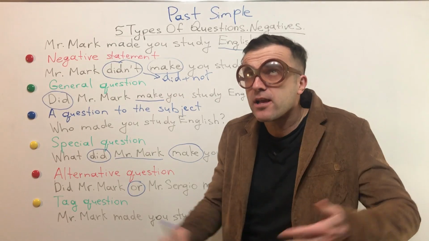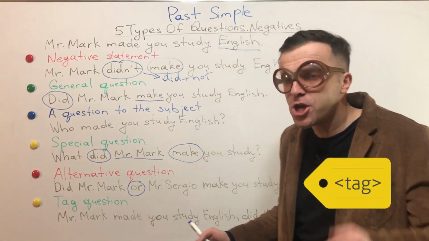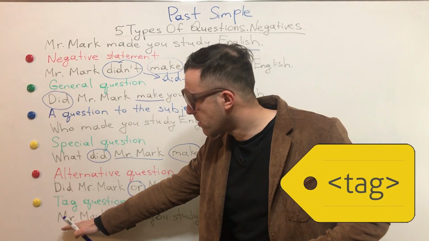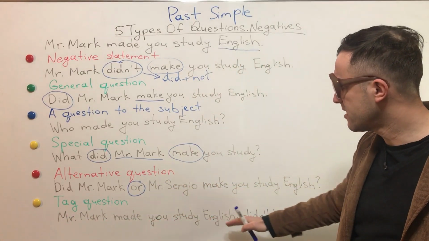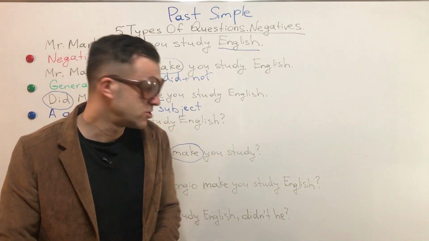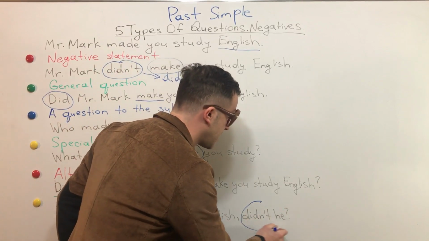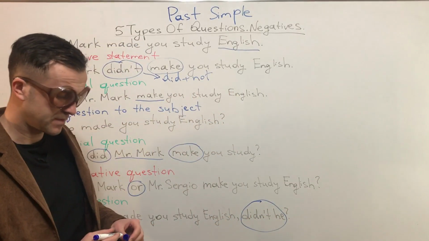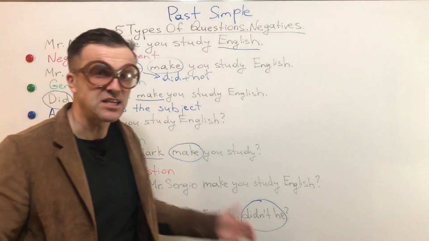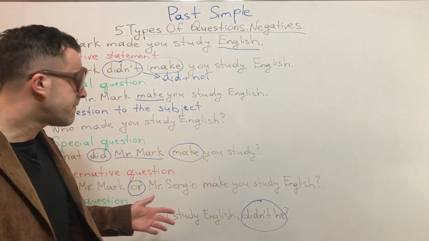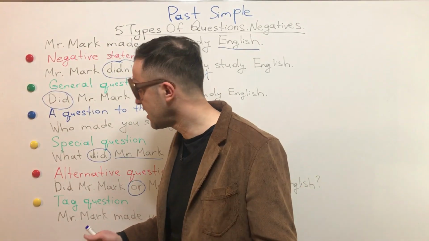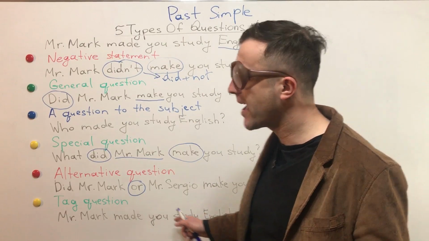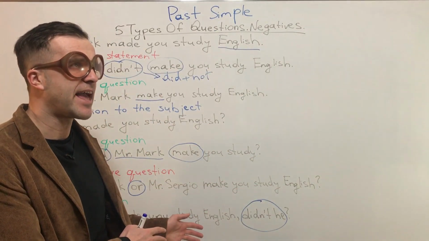A tag? What is a tag? I will show you. Example, Mr. Mark made you study English, didn't he? So didn't he is a tag. Okay? Didn't he is a tag. So if the statement is positive, the question tag has to be negative.